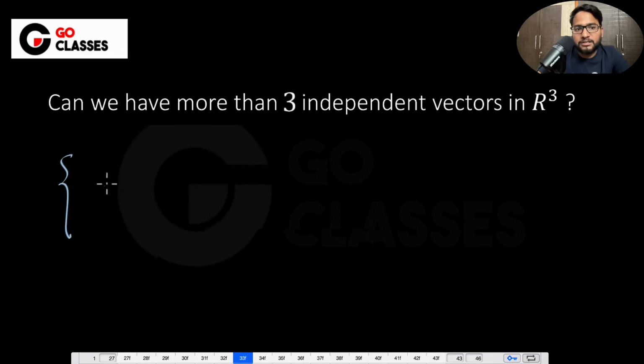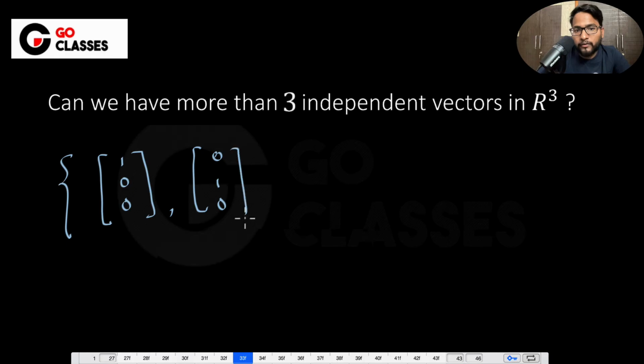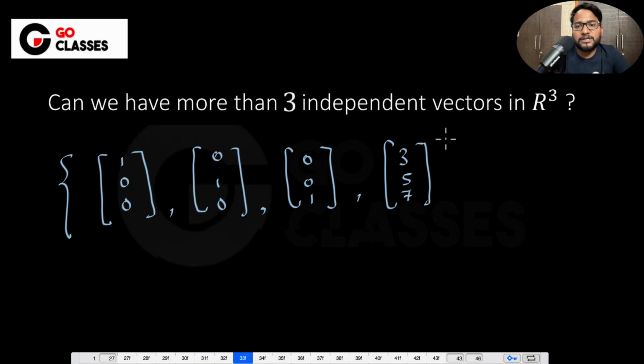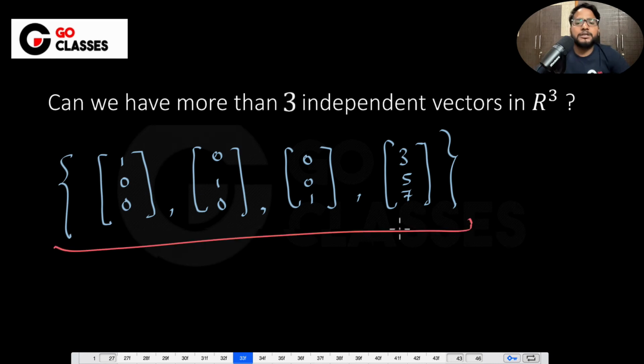Let's suppose in R3 you have some vectors. One vector is 1 0 0. Another vector is 0 1 0. Another vector is 0 0 1. Another vector is, let's suppose, anything like 3 5 7. Now, if I ask you whether these 4 vectors are linearly independent, you will answer that no, these are not linearly independent. In fact, these are linearly dependent.